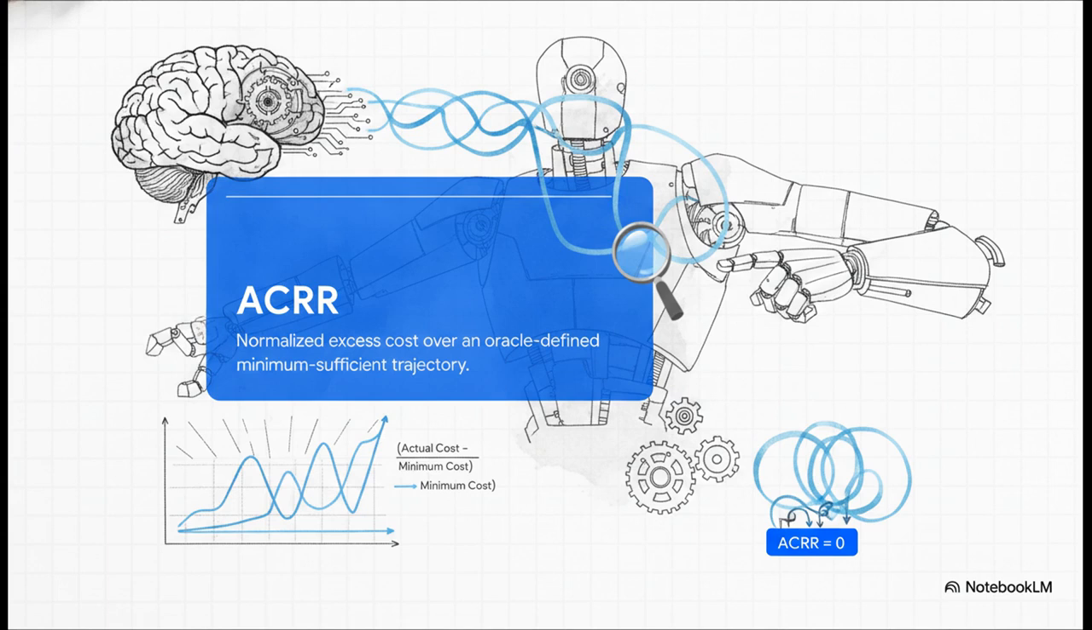Meet the Agent Cognitive Redundancy Ratio, or ACRR. This is our core diagnostic. It takes that highly subjective feeling of an agent overthinking and turns it into a hard per-task metric normalized against an Oracle baseline. The math is simple but powerful: actual cost minus minimum cost, all divided by that minimum cost. So, an ACRR of 0, that's your optimally lean execution. But if your agent hits an ACRR of 4, you've just mathematically quantified a massive 400% redundancy in execution effort.